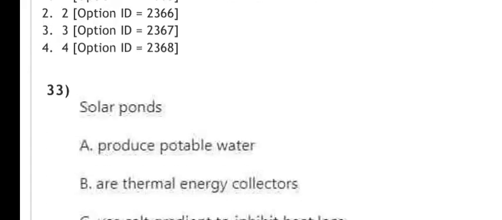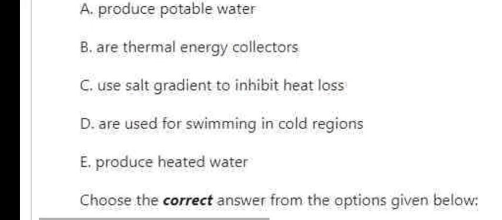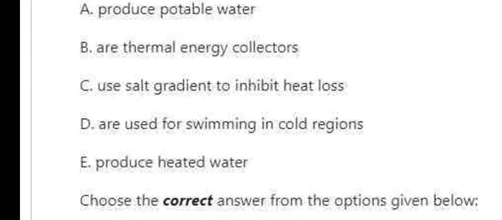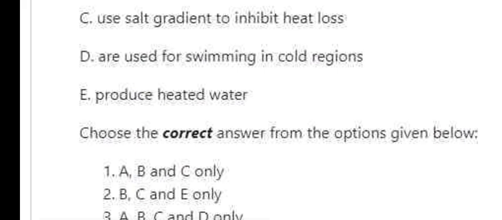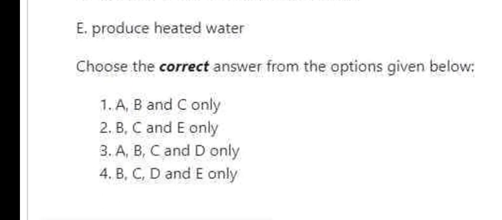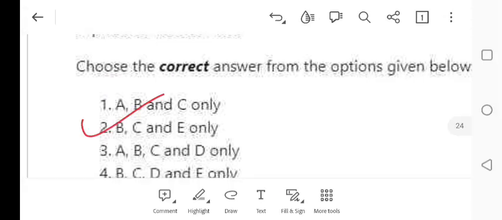Next, solar ponds are what? A: produce potable water, B: are thermal energy collectors, C: use salt gradient to inhibit heat loss, D: are used for swimming in cold regions, E: produce heated water. The options are A, B, C; B, C, E; A, B, C, D; B, C, D, E. So it will be B, C, and E. Done. Next.